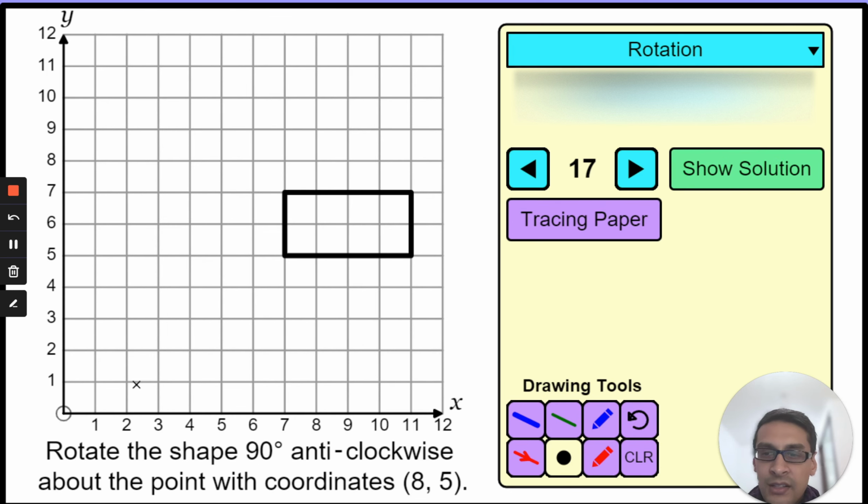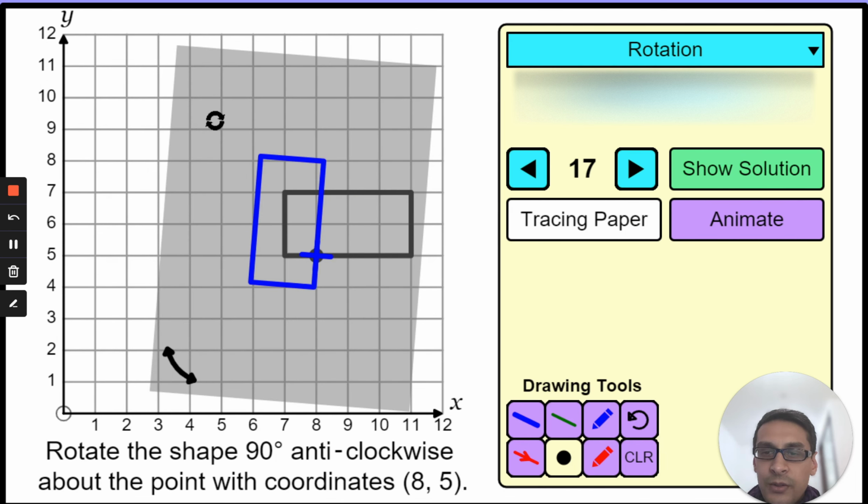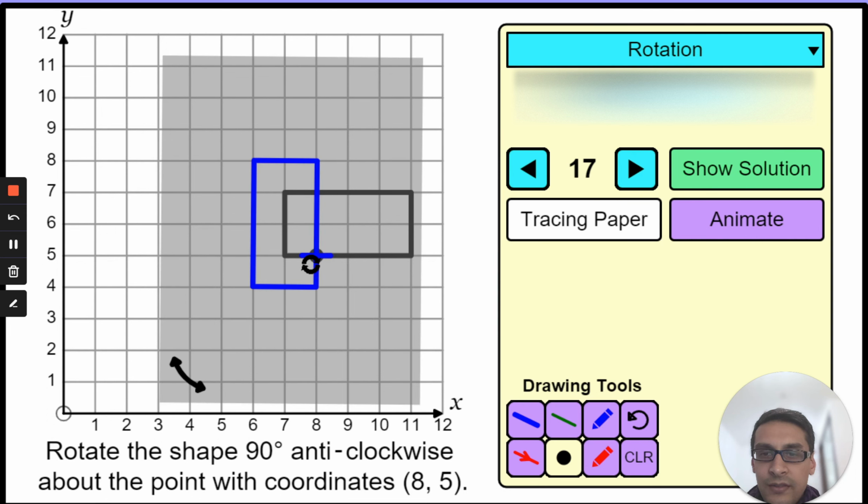Question 17. Okay, so we're going to rotate 90 degrees anti-clockwise about 8, 5. So 8 along, 5 up. So our point is on the shape, and this time we're going to rotate it anti-clockwise 90 degrees, and there we go. Now again, this point here is called an invariant point because it hasn't moved and it's on the shape. It's both on the original shape and the rotation.